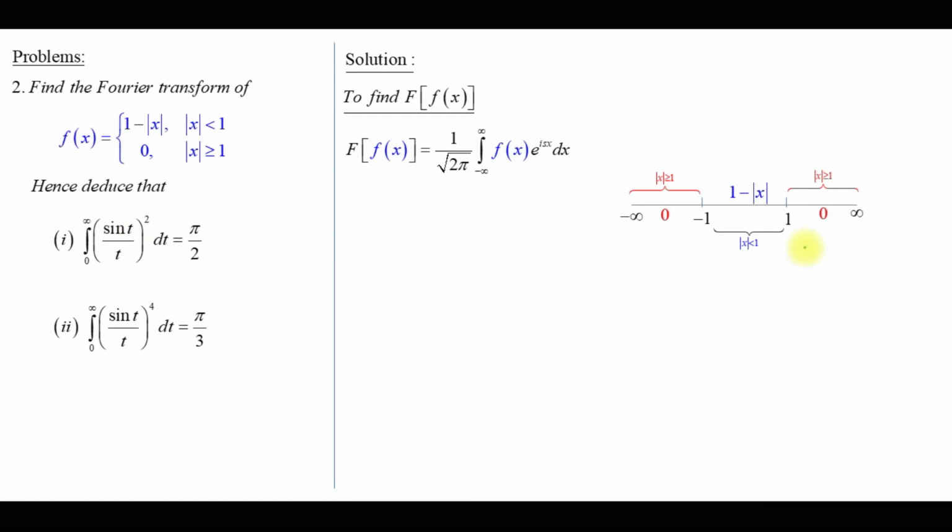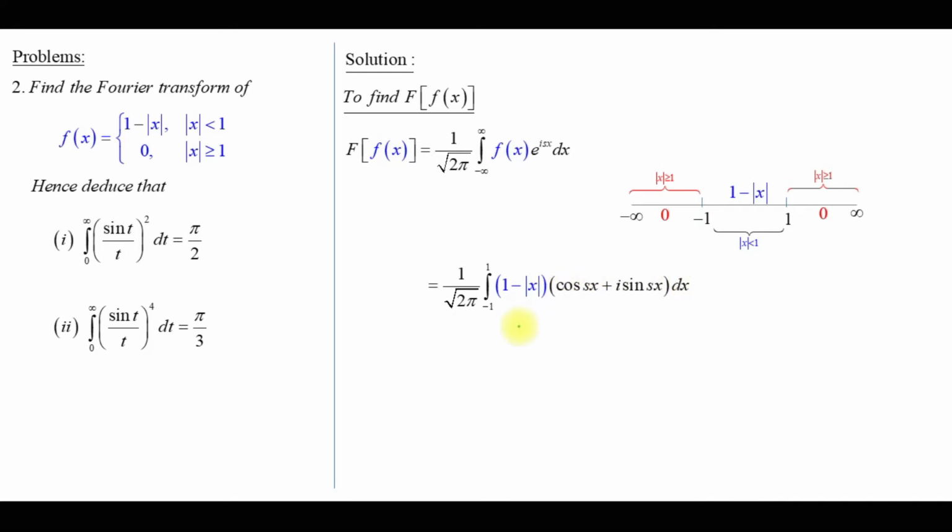Thus, f of x is defined in minus 1 to plus 1 only. Therefore, we take minus infinity to plus infinity as minus 1 to plus 1. So, 1 divided by square root of 2 pi, integral from minus 1 to plus 1. In minus 1 to plus 1, f of x equals 1 minus mod x. Next, e power isx is cos sx plus i sin sx, into dx.